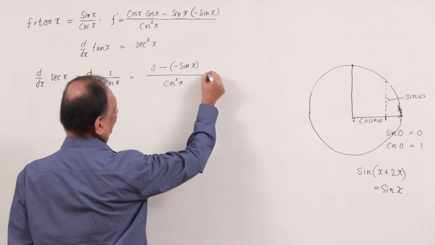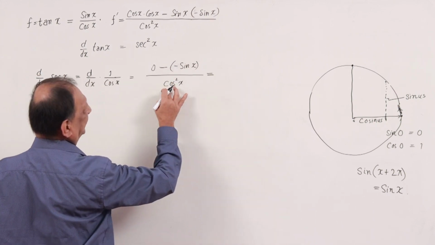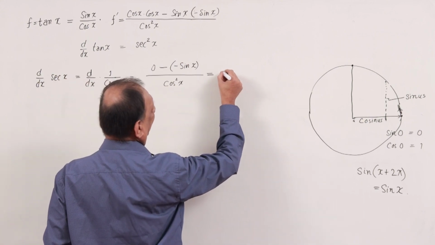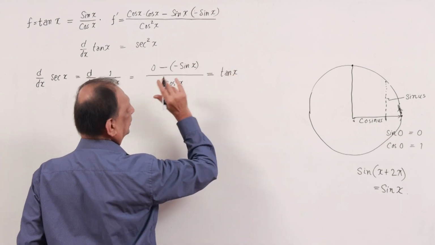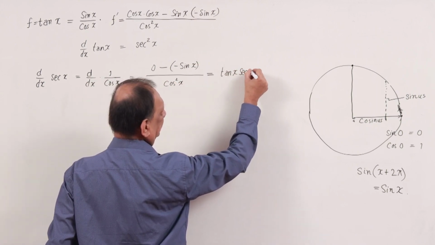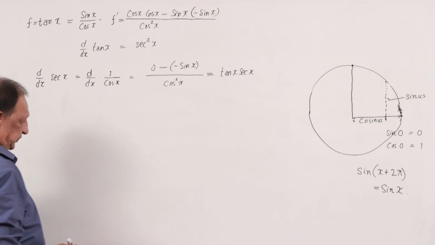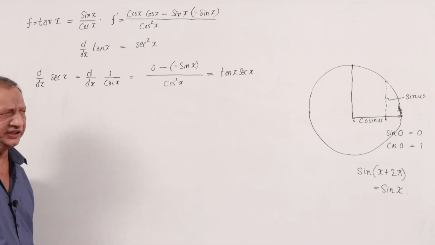So this will be a positive value actually. Sin x by cos x is tan x. 1 over cos x is secant x. Secant x tan x, or tan x secant x, would be the derivative.